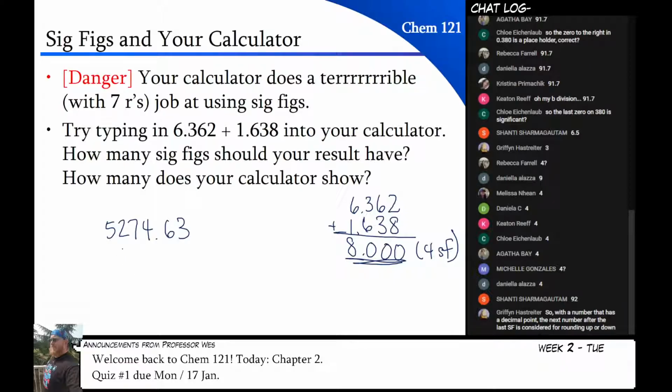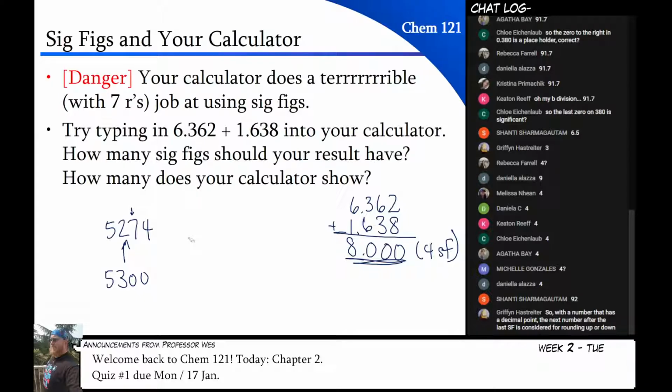If this is your number and you're rounding to the hundreds place, this is your result because you look at the 7 and round it up. Same thing if you had this number, like that. You do the same thing. So we're just doing the rounding rules for our result after we consider the number of sig figs that we need.